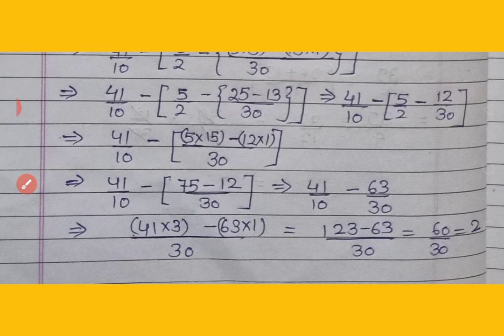Now the common denominator of 10 and 30 became 30. So 10 3s are 30, 41 3s are 123, 30 1s are 30, 63 1s are 63. 123 minus 63 upon 30. So it became 60 upon 30, and 30 divides 60 2 times. So our answer is coming 2.